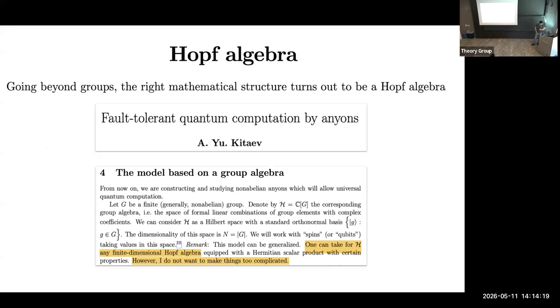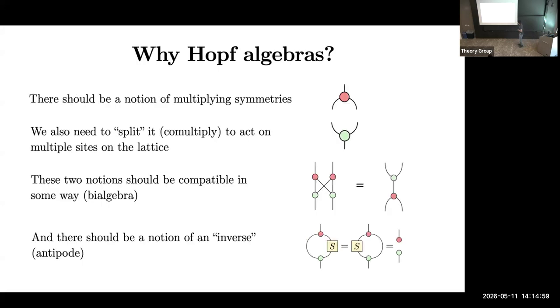So how do we get around this? As I mentioned before, the natural thing turns out to be Hopf algebras. And in fact, in this famous paper by Kitaev, he introduced a lattice gauge theory based on a group algebra. And he just casually mentions, well, one can actually take any finite dimensional Hopf algebra. However, I do not want to make things too complicated. So he knew that 20 years ago, and obviously we're just catching up with him. But that's exactly the right mathematics which needs to be used here to go beyond groups. And let me motivate a bit why this is the natural structure.